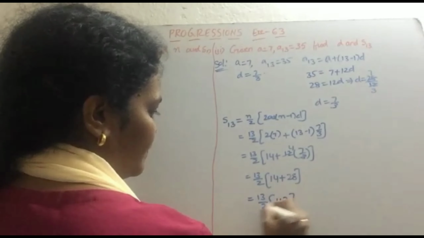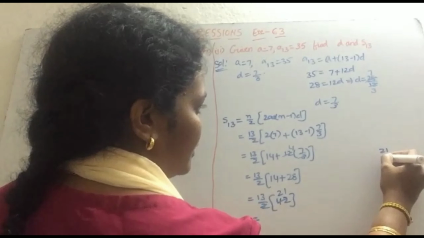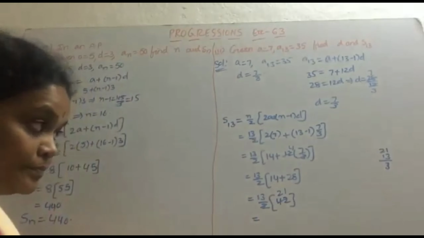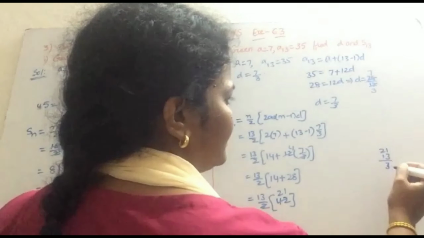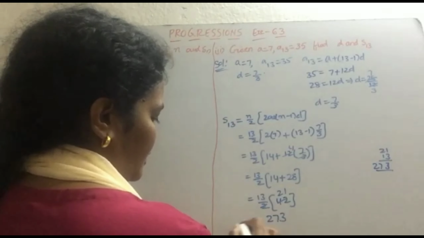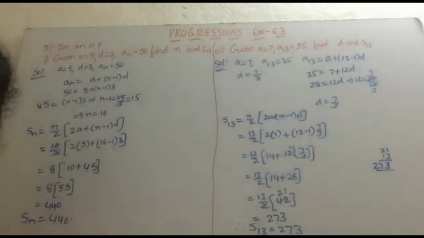So 21. 13 into 21. 13 ones are 13. 13 twos are 26. 26 plus 1, 27. So 273. So therefore S13 equal to 273.